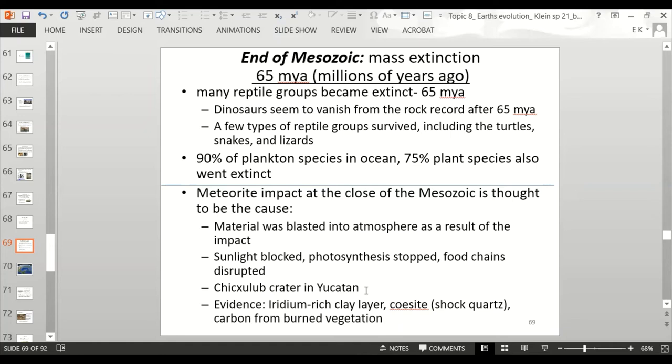And we went over this a little bit in the metamorphic chapter. If you want to go back, I showed you a picture of shocked quartz. It had little fractures in the quartz grains that they found near Haiti, which is near the Yucatan, which is near this Chicxulub crater. So you can look back at the metamorphic chapter. Besides the shocked quartz, we also have evidence of an iridium-rich clay layer, as well as carbon from burned vegetation.